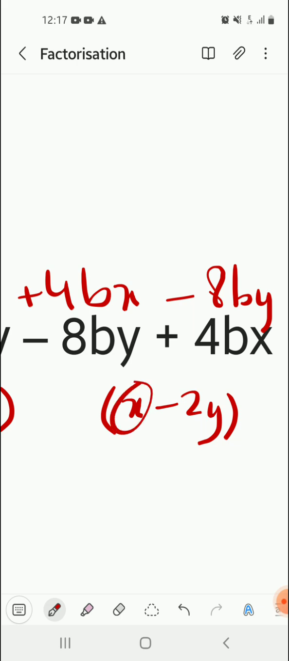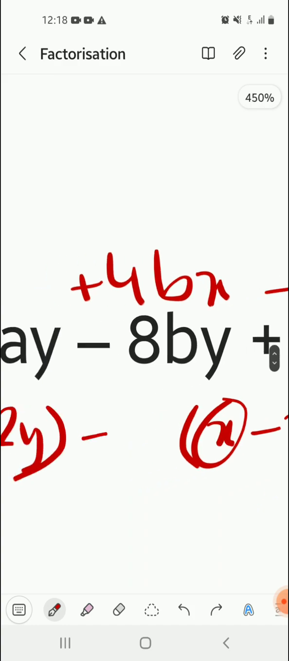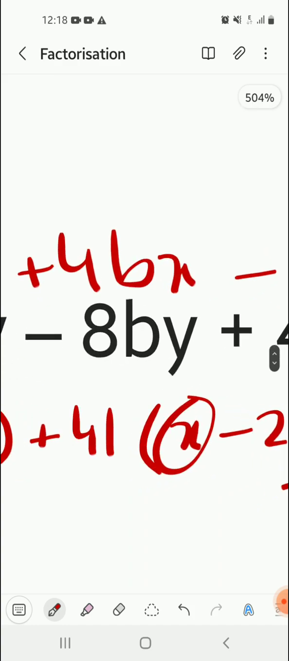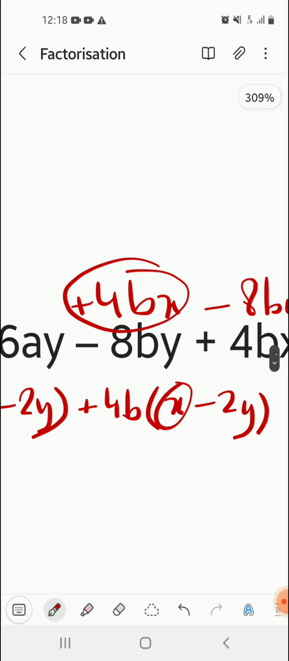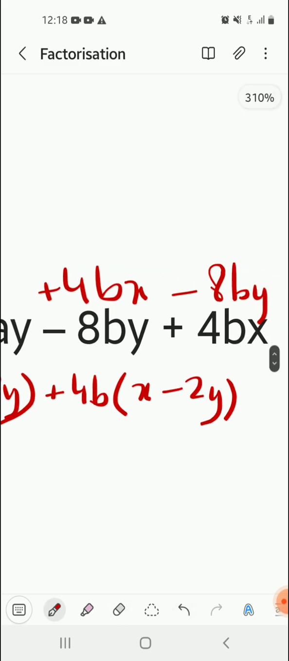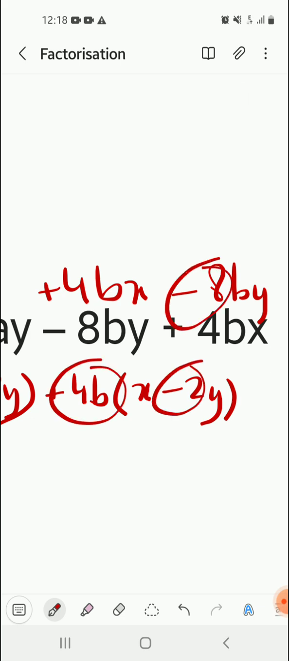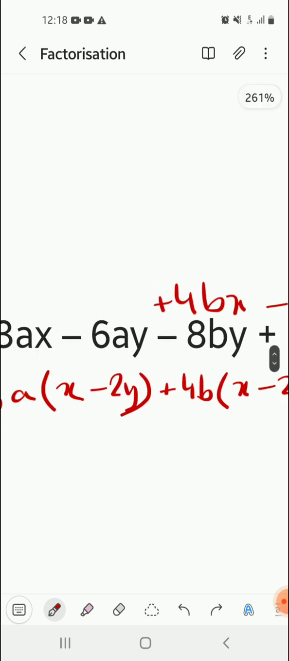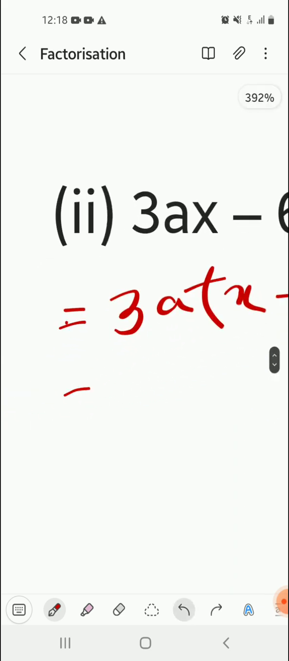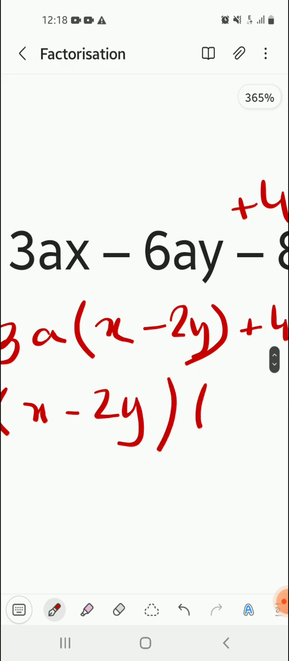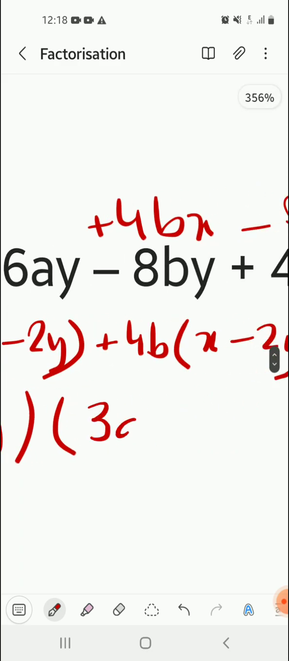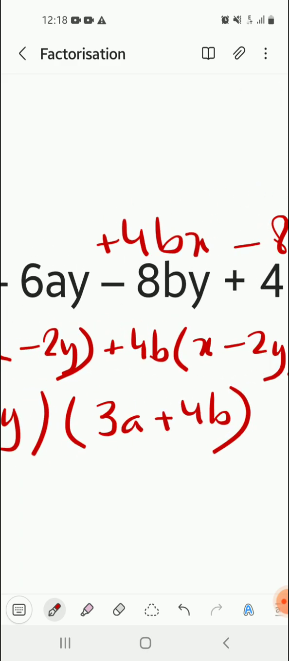So we have already got x here. So what we are left with is plus 4b. So plus 4b into x is plus 4bx and plus 4 into minus 2 is minus 8, and b into y is by. So what we have common is x minus 2y. And here what we are left with is 3a plus 4b.